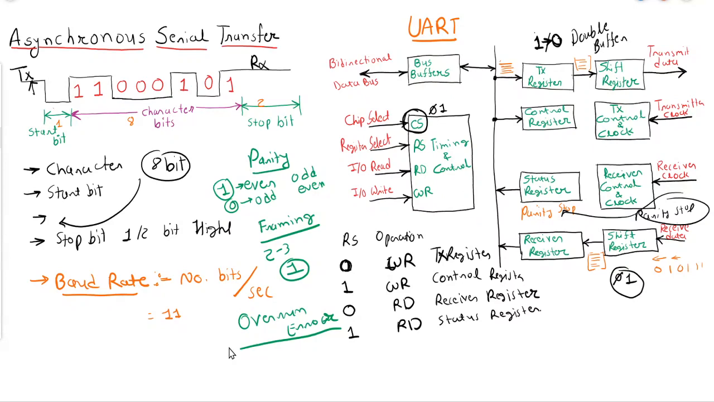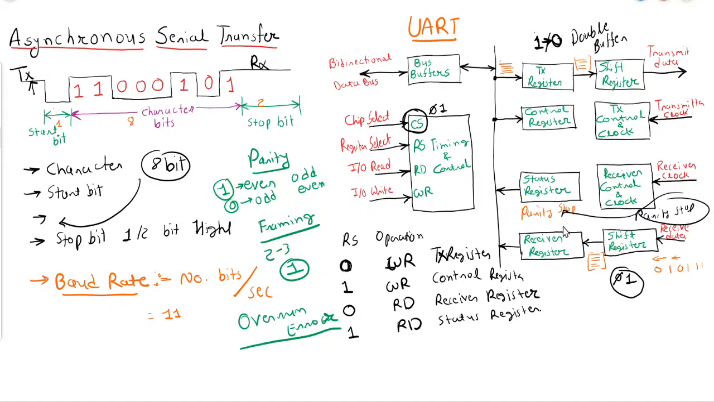It occurs if the CPU does not read the character from the receiver before the next one becomes available in the shift register, and overrun error results in the loss of a character in the received data stream. Let's say the shift register has received the data and shifted it to the receiver register, and the CPU is not reading data from it. At that time both registers are full, and if a new character arrives, it will be discarded. This results in the loss of data. So this is known as overrun error.